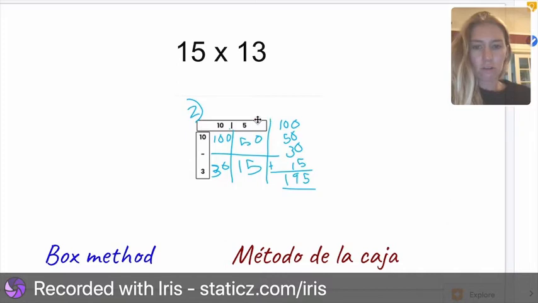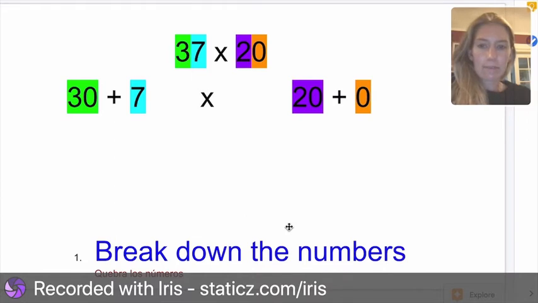The student showed her work, so she put the 10 and the 5, and then the 10 and the 3, and she multiplied in the boxes. She added up for a total. Other students also chose to write in their notebooks and take a photo. That works great. Whatever makes sense to you, that's the easiest for you to show me your work. So let's review the steps.